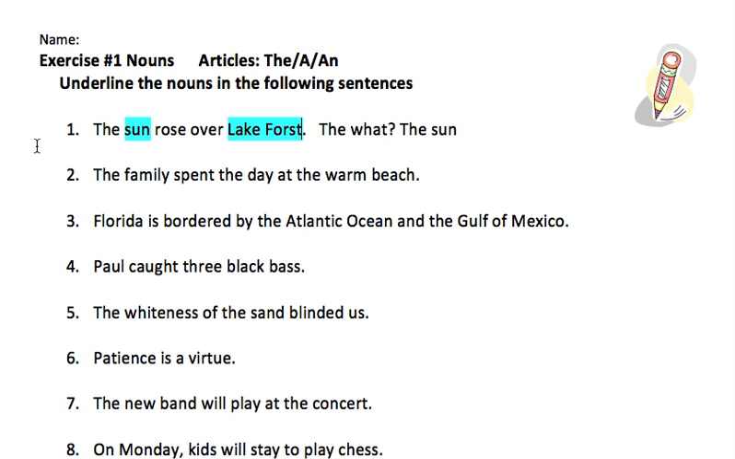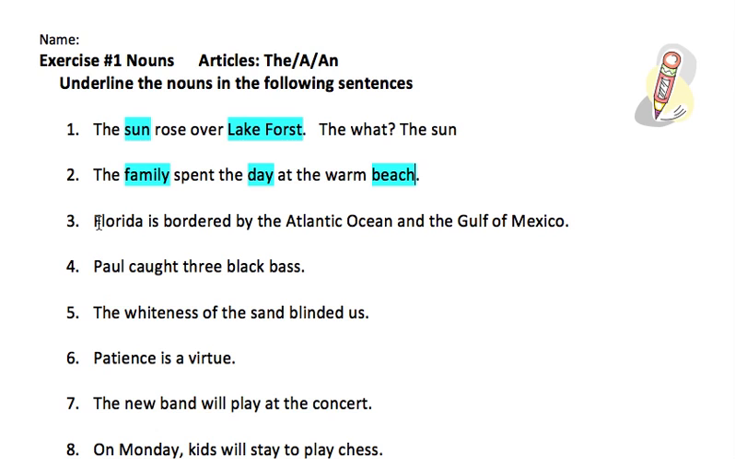Let's take a look at sentence number 2. The family spent the day at the warm beach. Well, at the first the, we ask ourselves, the what? The family. Spent the what? They spent the day at the warm beach. Now here you have 2 words that could work. Is it warm or is it beach? Well, we're looking for the actual noun here. What we'll learn in the next video or 2 is that warm is an adjective that's modifying our noun beach and telling us what type of beach it is. So in sentence number 2, the 3 nouns are family, day, and beach.